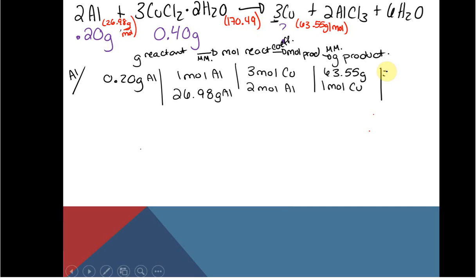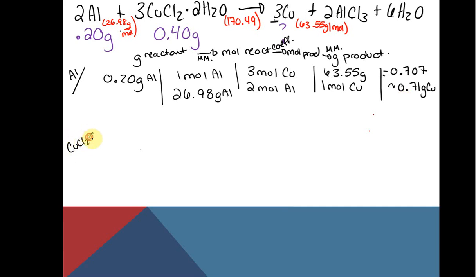Okay? Now, if we plug this into our calculator, clear, 0.20 times 3 times 63.55 divided by 2 and divided by 26.98, you're going to get something like 0.70. We'll go with 0.707. Even though we really need 2 sig figs, it should be 0.71 grams of Cu solid that we would produce. And that is if all of our aluminum were to be used. Now, we don't yet know if aluminum is our limiting reactant. And so because of that, we have to do this whole system again just to make sure that's the case. So if aluminum was limiting, this would be the amount of copper we would make.